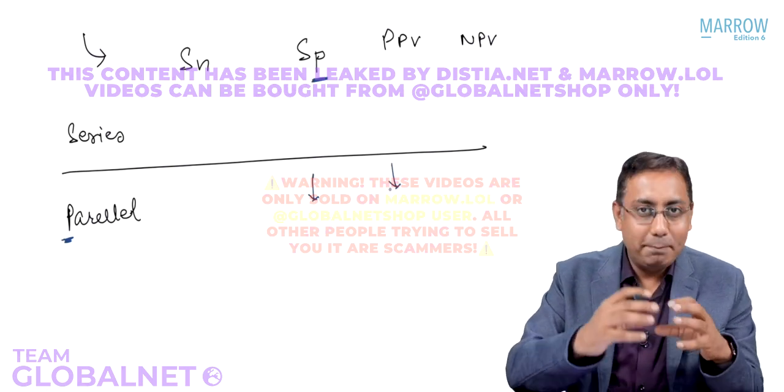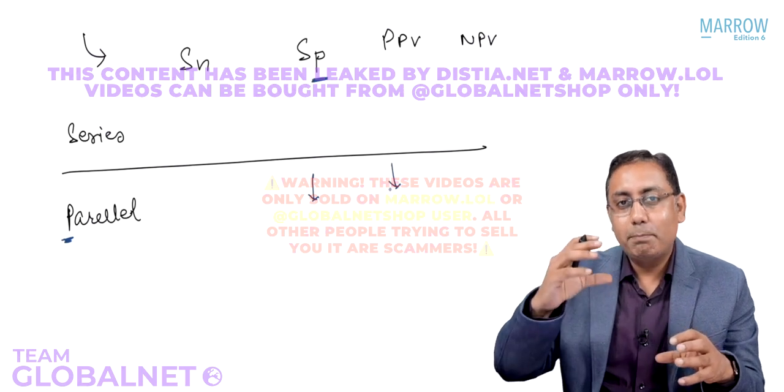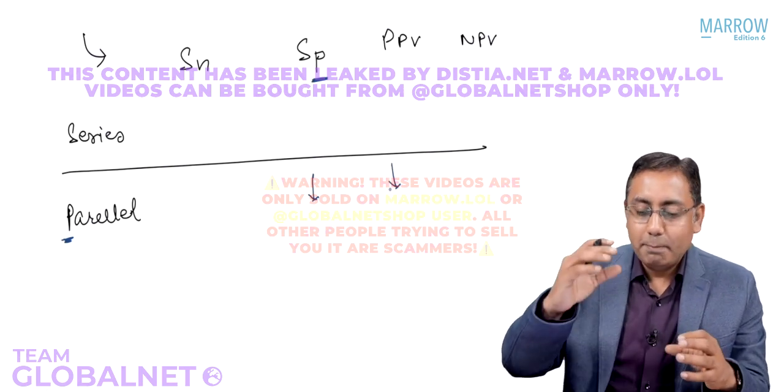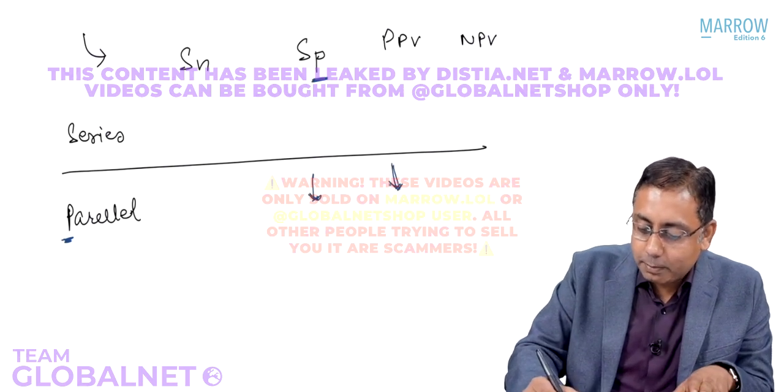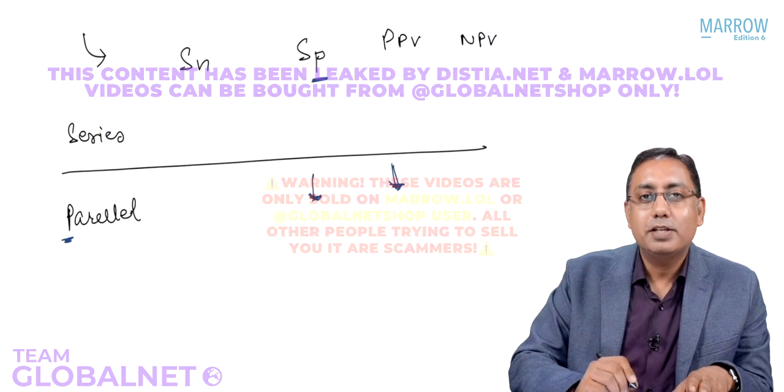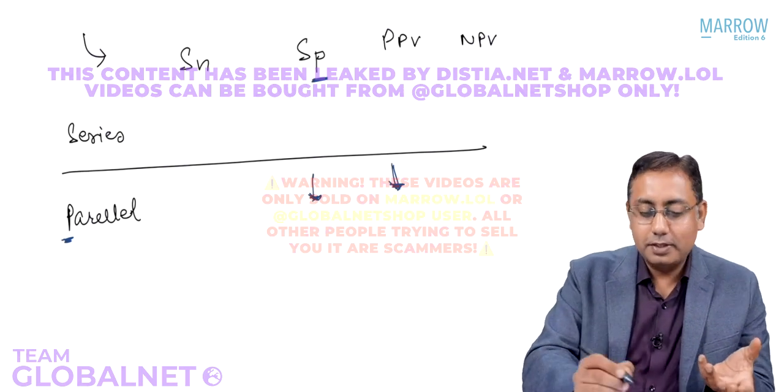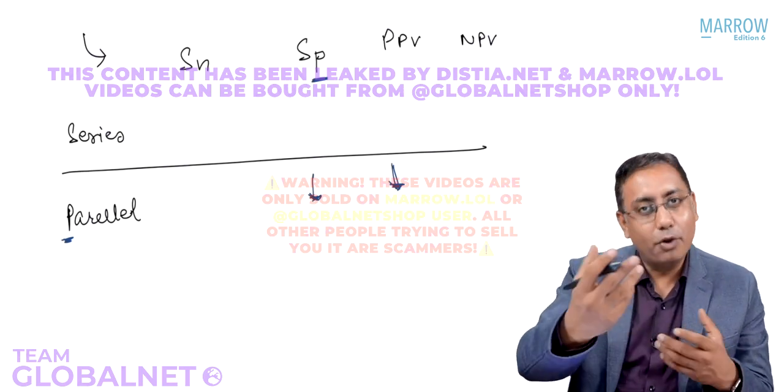So parallel P, specificity P, positive predictive value P. P and P meet, so it goes down. Remember, P goes down. So that's how I have remembered. That's my way of remembering. Anyways, you can have your own way.